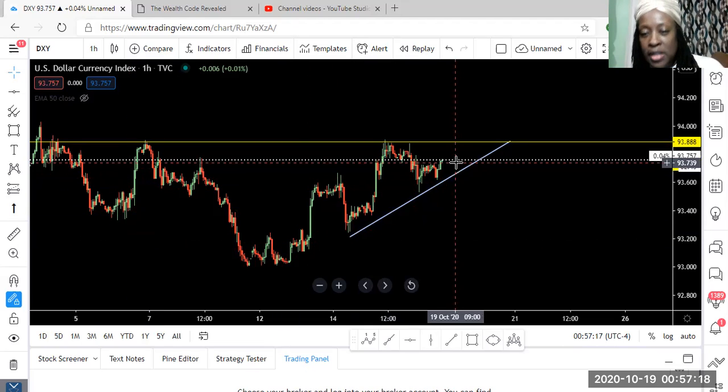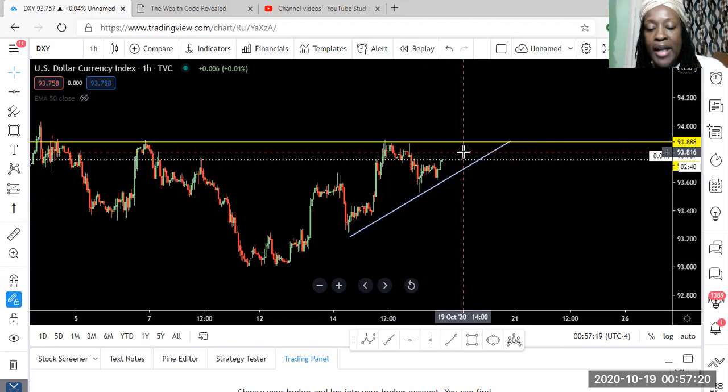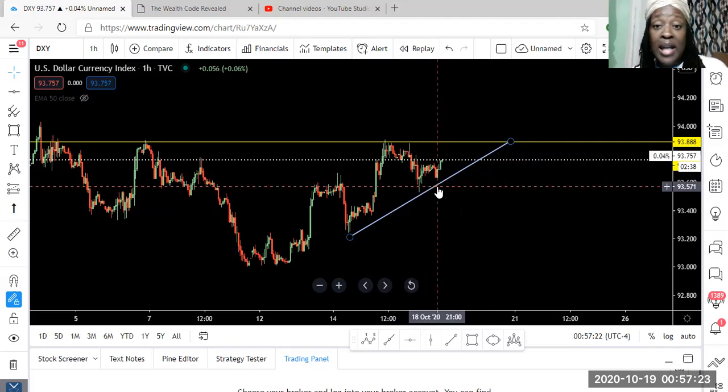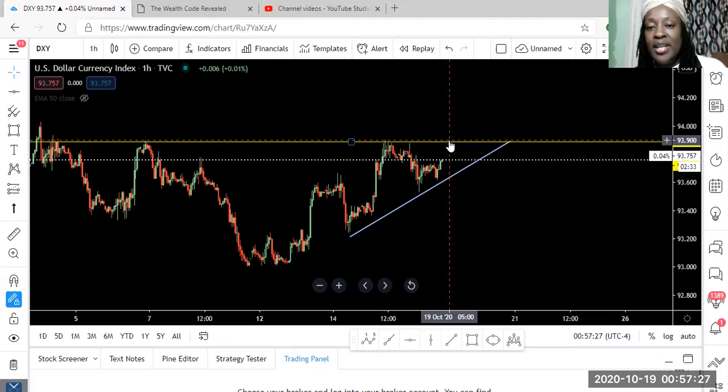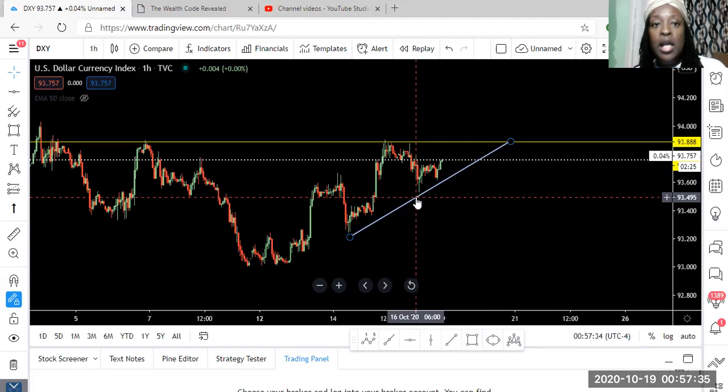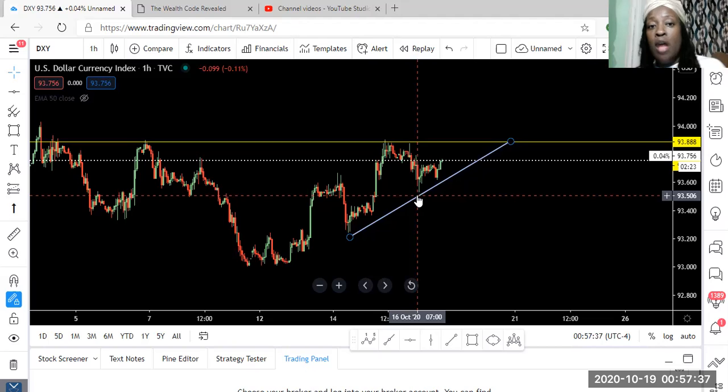Now I do anticipate that price will continue to rise, right? As long as it doesn't break this trend line, it's bullish. And I expect that it will continue to rise up to at least this level right here before we see a push back down to the downside. Now, I wanted to preface everything else on that. What we see here is that the dollar is gaining strength, right? And what that means is all of the USD pairs will be strong as well.